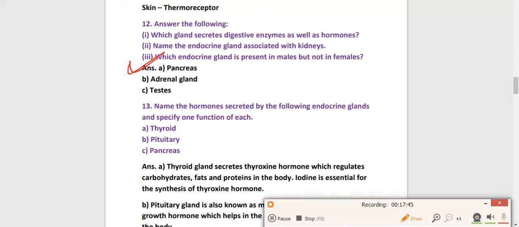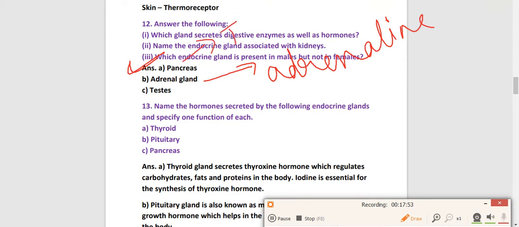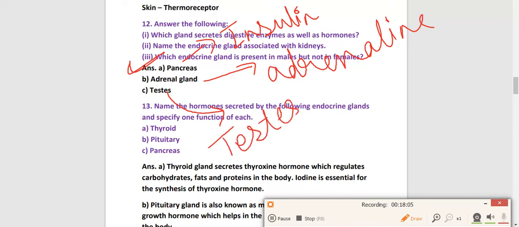This adrenal gland secretes a hormone called adrenaline, and this pancreas will secrete insulin hormone. The next question, which endocrine gland is present in males but not in females? So in males, testes is present, which secretes a hormone called testosterone.